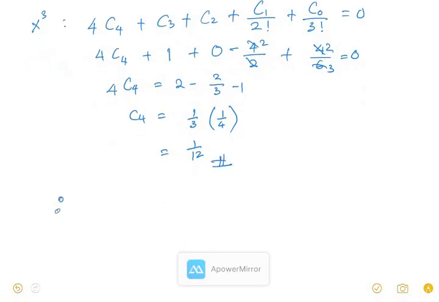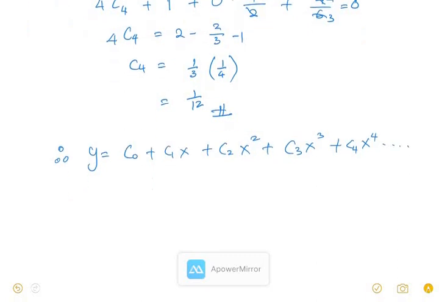So at the end, y equal to c0 plus c1x plus c2x power 2 plus c3x power 3 plus c4x power 4. So you substitute in the value, c0 equal to 4, c1 you get negative 4x, plus c2 you get 0, okay, nothing. So c3, you get 1, so you have x power 3, and c4 is 1 over 12. Okay, so this is the answer. Dot, dot, dot, that means it's continued.